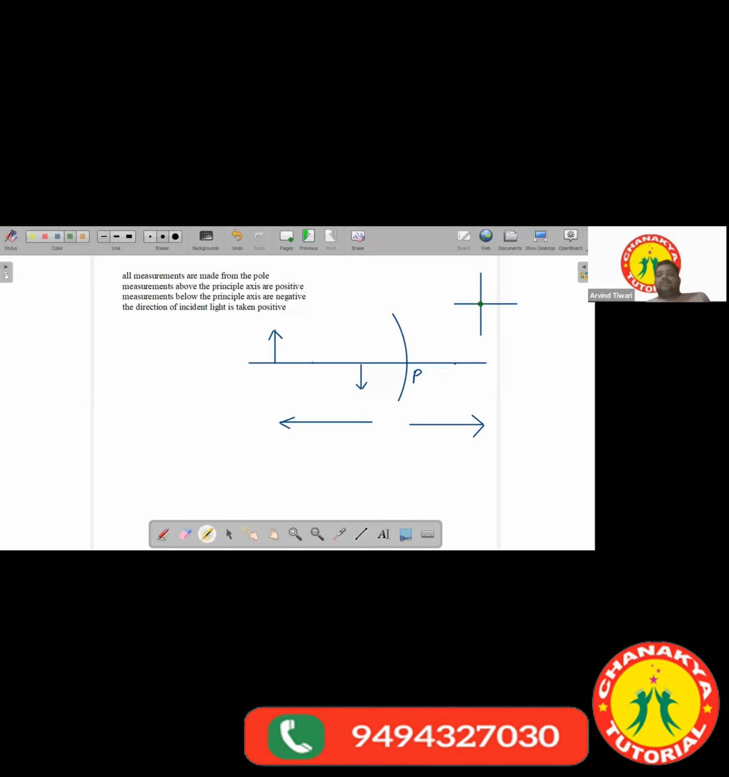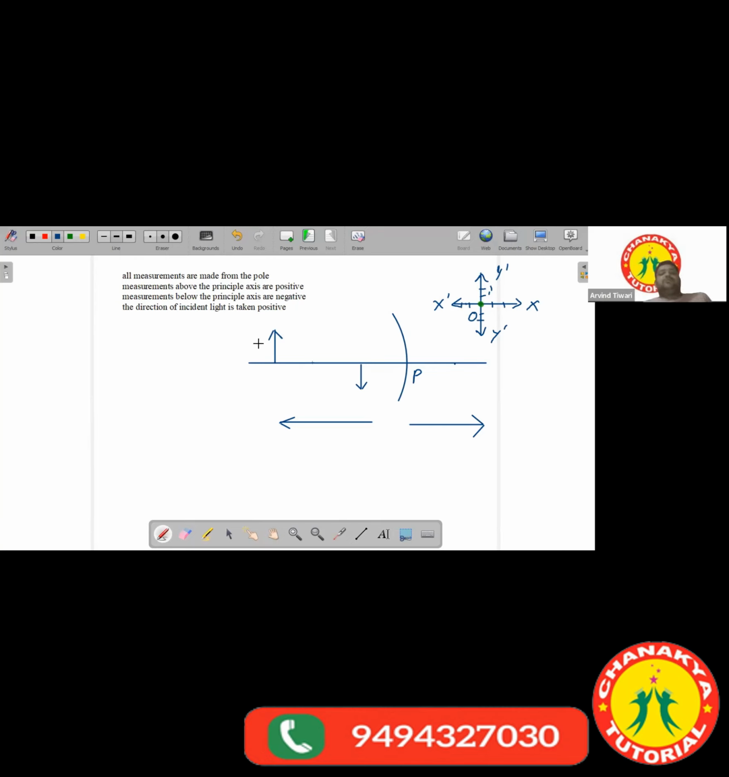We have the origin, and from the origin you take your x-axis and y-axis. Here you take x, x dash, y, y dash. Now all measurements above this are positive. Below you have negative. Towards the right, everything is positive. Towards the left, everything is negative. So the same thing we are following here. All the measurements that we make above the principal axis will be positive. Measurements below the principal axis will be negative.